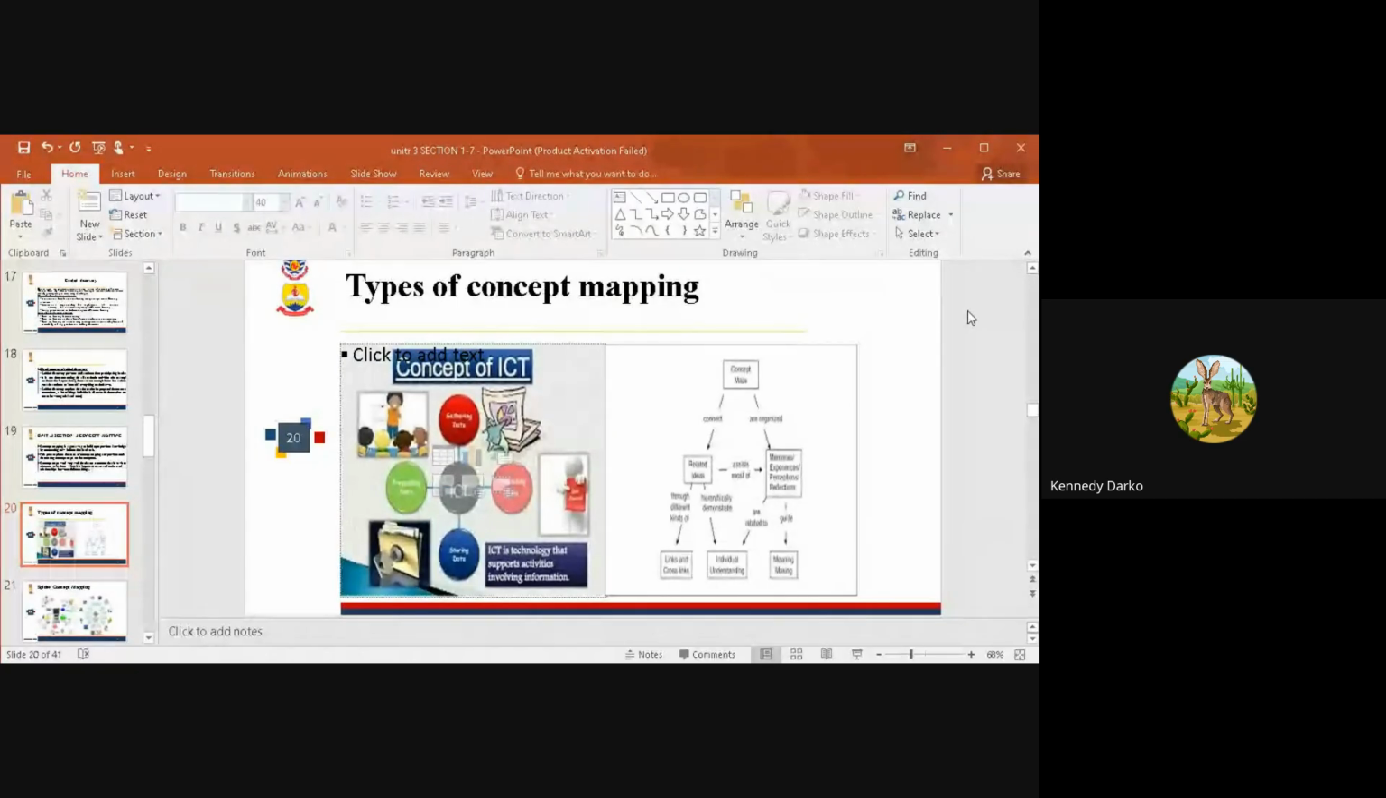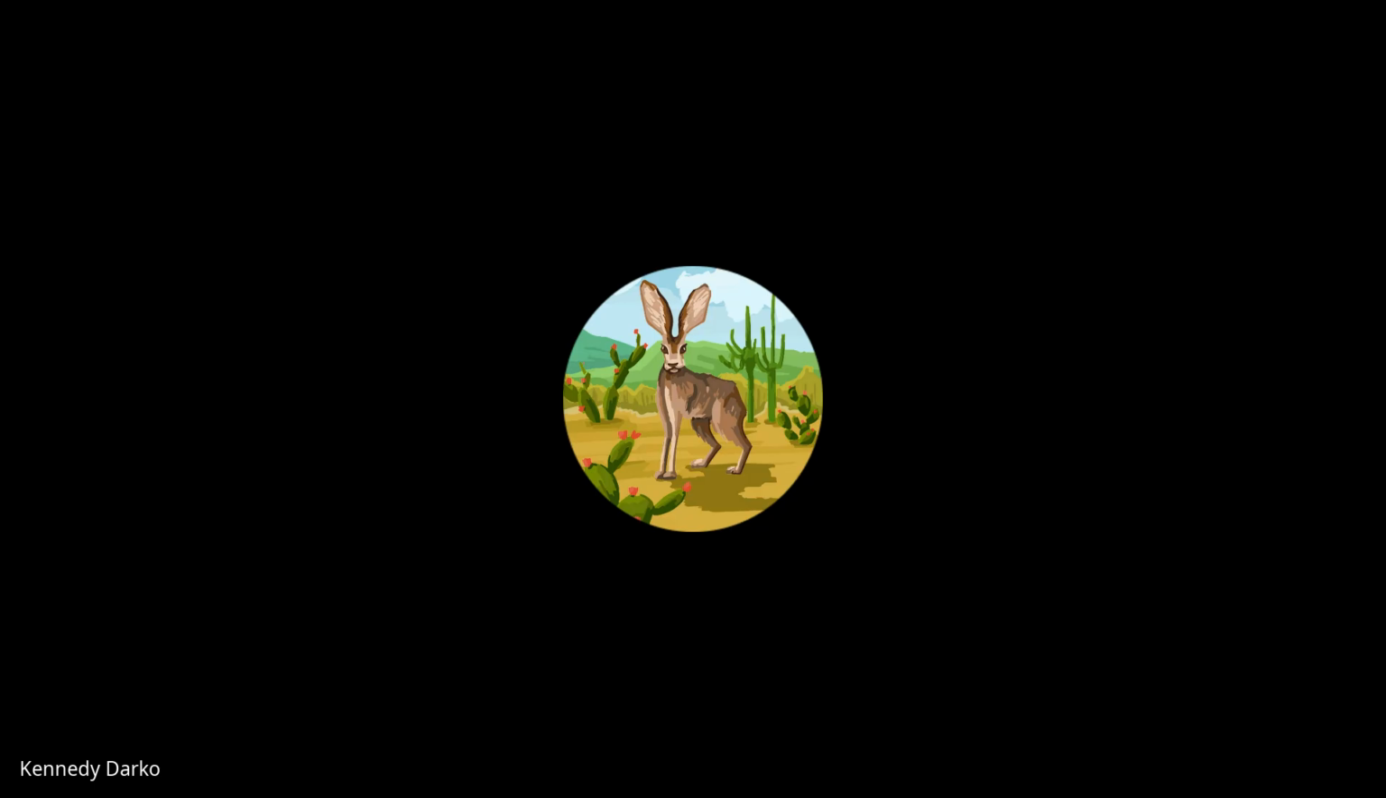So, types of concept mapping. We have the ICT here. We have the concept mapping here. Come in, let me put this one so you see it clearly. All right, so this is the concept mapping we are talking about. The ICT is here, and in here we have saving of data.